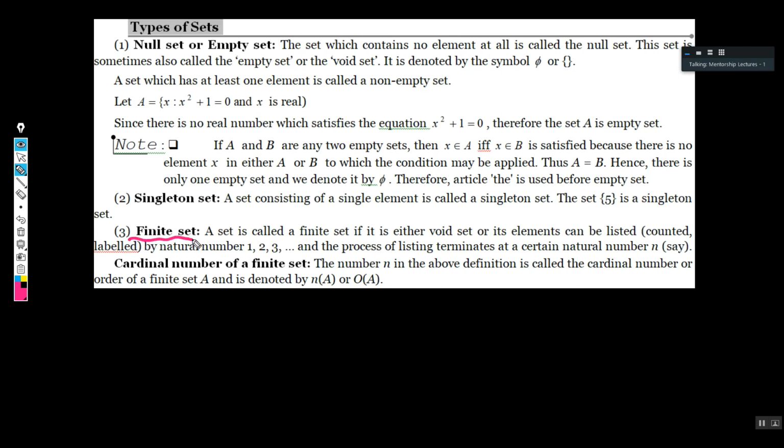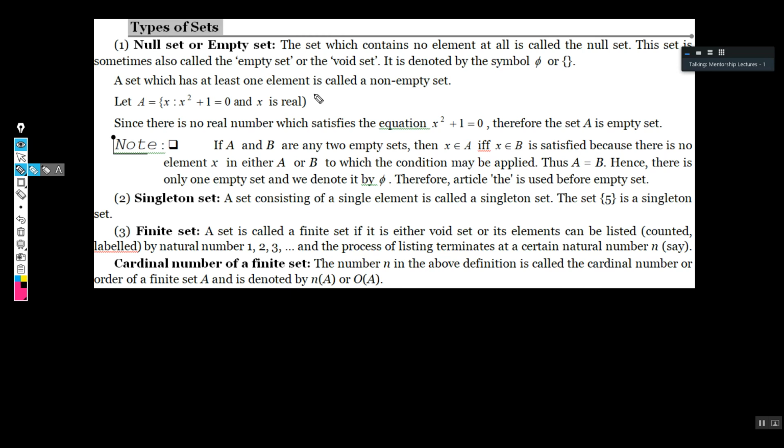Now finite set. The number of students of the PCM batch is a finite set, because it is countable. When it is countable, it is finite. Finite means it's countable. Then what is the cardinal number of a finite set? The number n in the above definition is called the cardinal number or order of the finite set A and is denoted by n(A) or O(A).